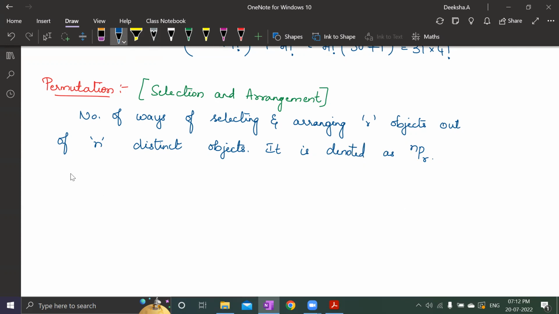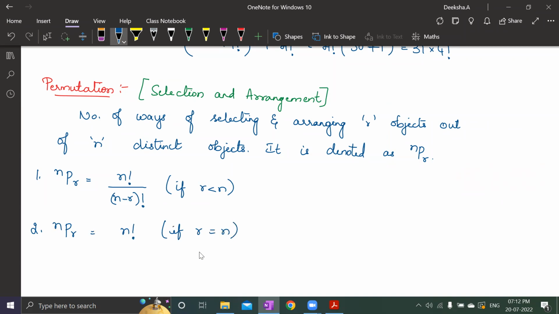NPR, right? So the first formula is NPR is equal to n factorial divided by n minus r factorial. This is when r is less than n. NPR is equal to just n factorial if r is equal to n. Write down these two formulas. So now you know what is factorial and how to simplify this.